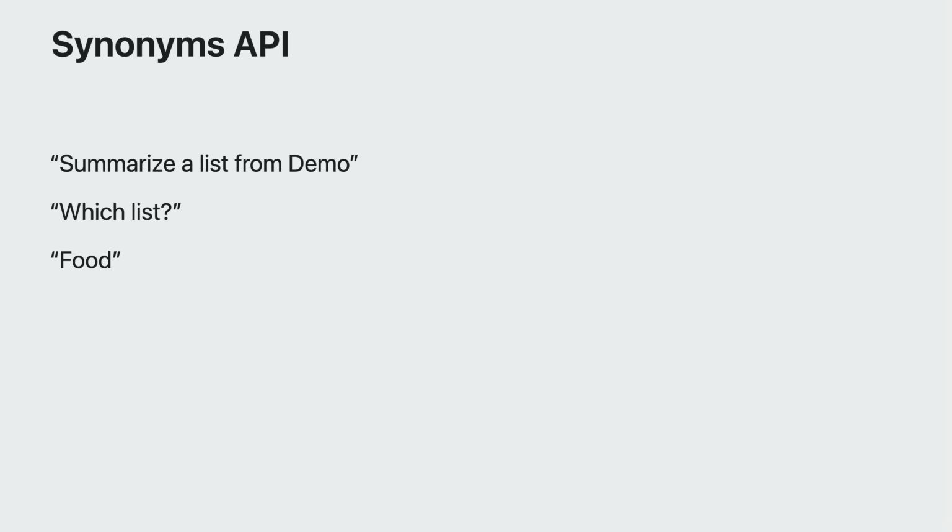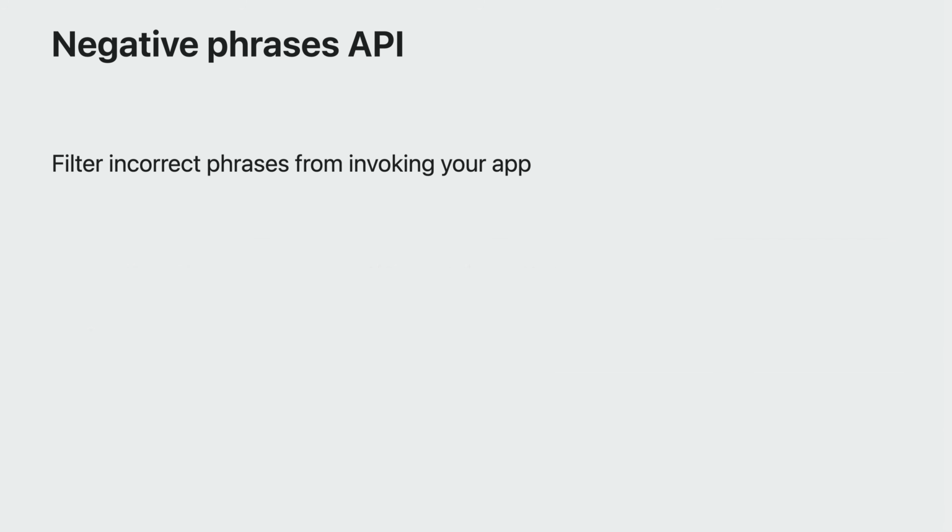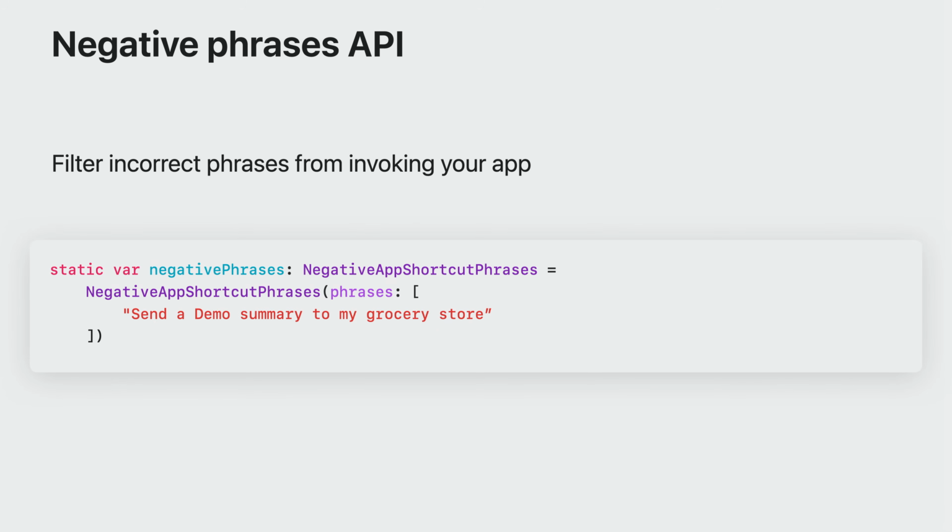These synonyms are associated with each instance of an entity, and if they change, you should call update app shortcut parameters again. In order to support flexible matching, there is also a new negative phrases API. You only need to use this if you find that phrases that do not belong to your app shortcuts are nonetheless incorrectly invoking your app. In this case, "send a demo summary to my grocery store" might incorrectly trigger my app shortcut, so I'll include this in my negative phrases.